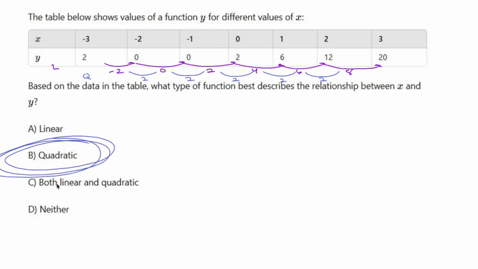Since the average rate of change of the rate of change is a constant number, this is quadratic. So that's going to be our answer. No such thing as both. And neither would be if the quadratic gets you a different number. But since the quadratic gave you a constant 2 every single time, we can say it is quadratic.